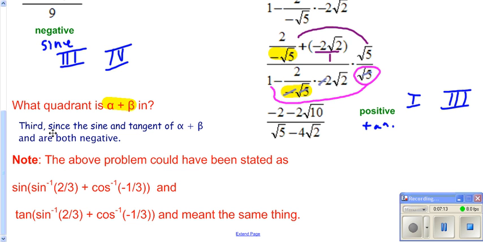Now, our initial problem that we started out with could have been represented as what we have right here for the sine of alpha plus beta, or the tangent of alpha plus beta could have been represented as this. By the end of the chapter, we'll be representing this problem in this format.